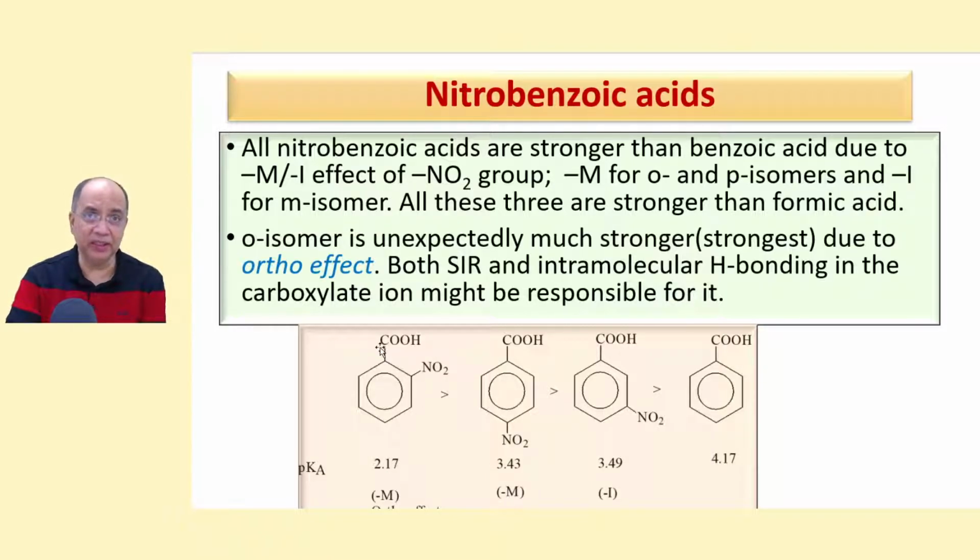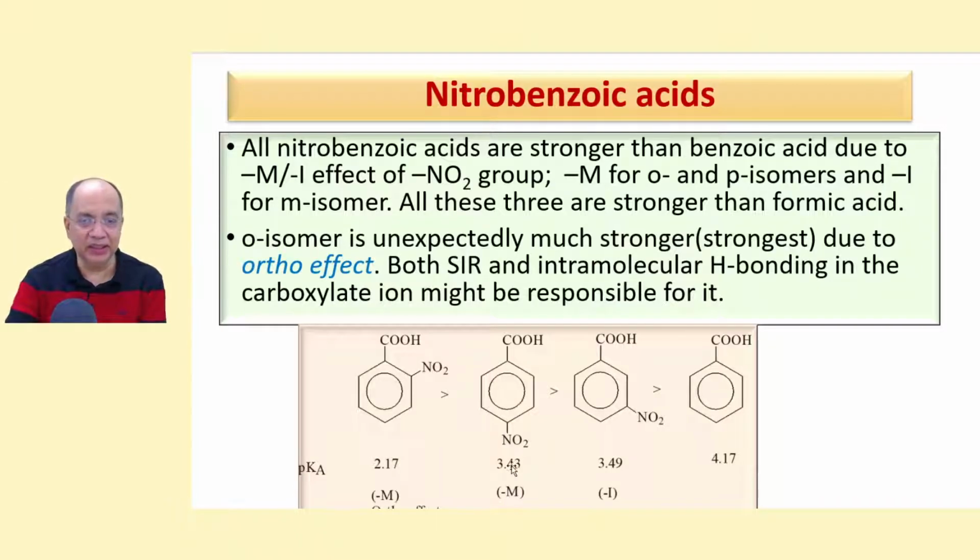Ortho, you can say there is a minus I effect also closer to this, but there is a SIR, steric inhibition of resonance, that is the ortho effect, and that will make it more acidic than expected. Supposing expected is 3, it is 2.17. That is, the ortho effect is responsible not only to make it first but also to make it unusually stronger acid.